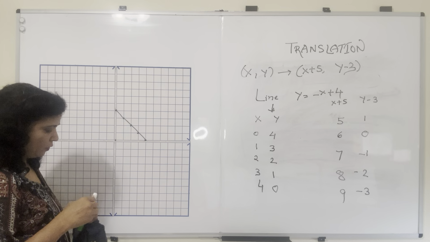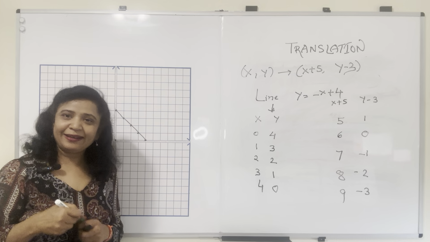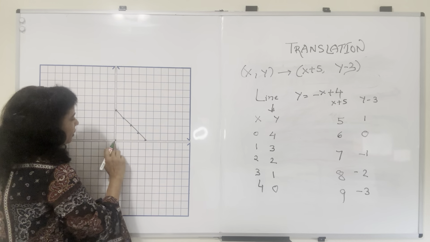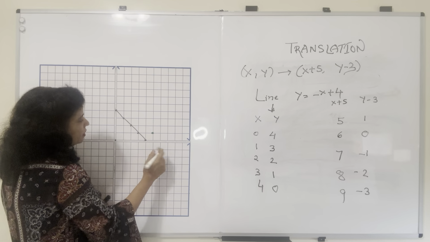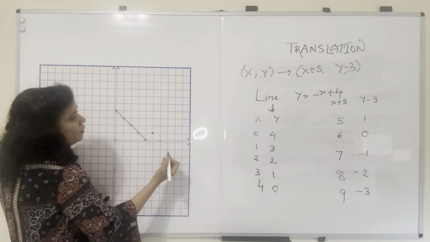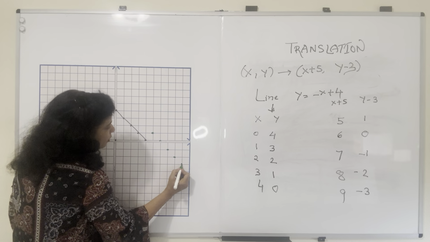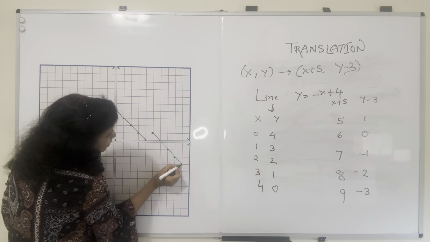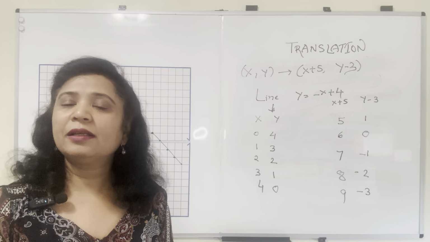Now, as I said, we will use green color for our translated image, that is 5 and 1, 1, 2, 3, 4, 5, and then 1, then 6 and 0, then we have 7 and minus 1, 8 and minus 2, 9 and minus 3. So this is your image after translation. So you can see the lines are parallel.